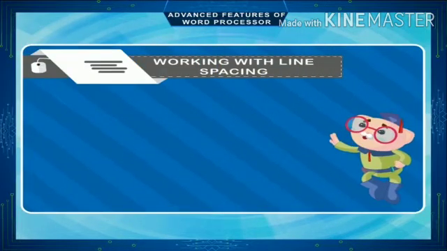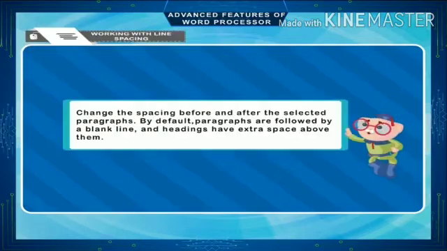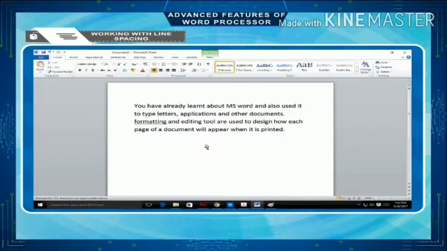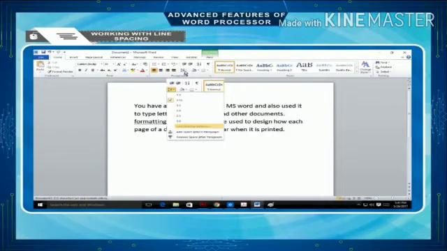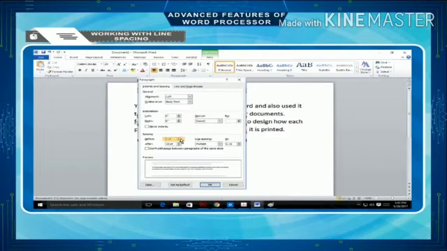Working with line spacing. Change the spacing before and after the selected paragraphs. By default, paragraphs are followed by a blank line and headings have extra space above them. Select the paragraph. On the Page Layout tab, in Paragraph Group, click on arrow next to Spacing Before or Spacing After and enter the amount of space required.